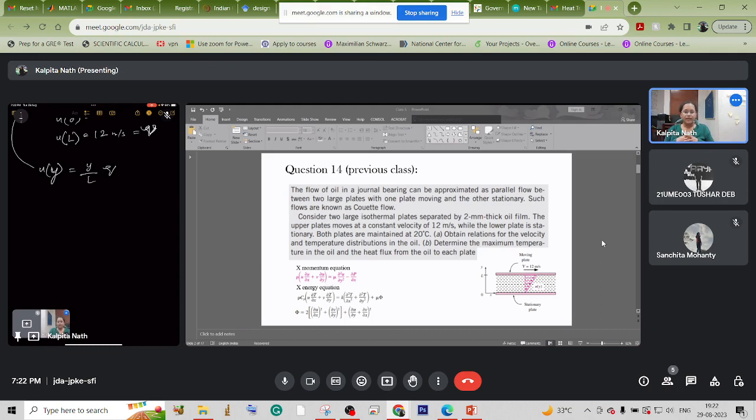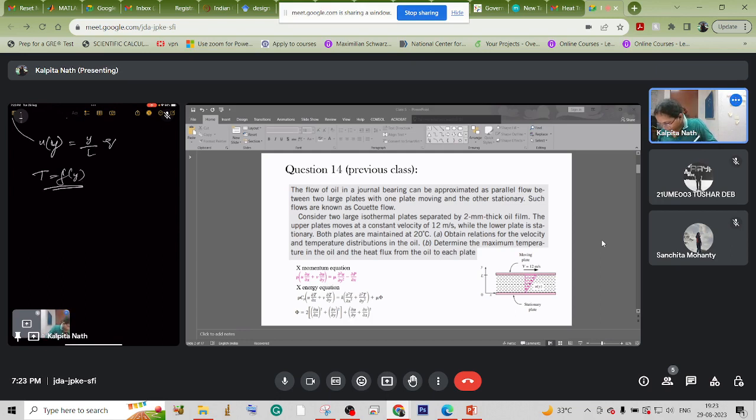That means it said that in the flow direction, that is in the x direction, temperature doesn't change, and both of the plates are at the same temperature. So only in the y direction will the heat flow, that is the temperature change, take place, as we can see in the question. So that means T is a function of y only.